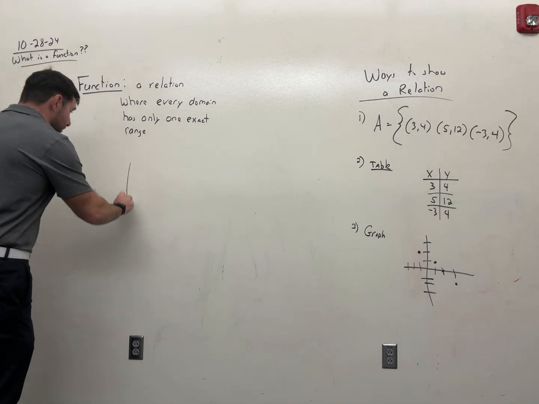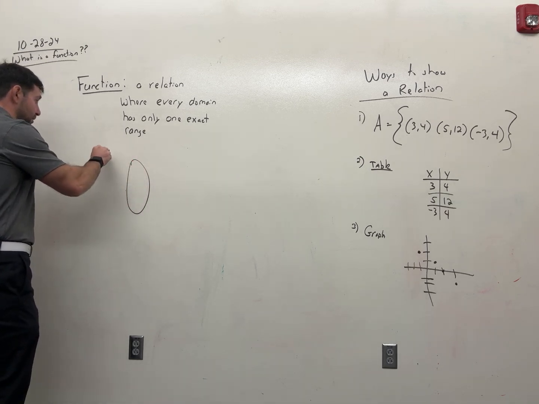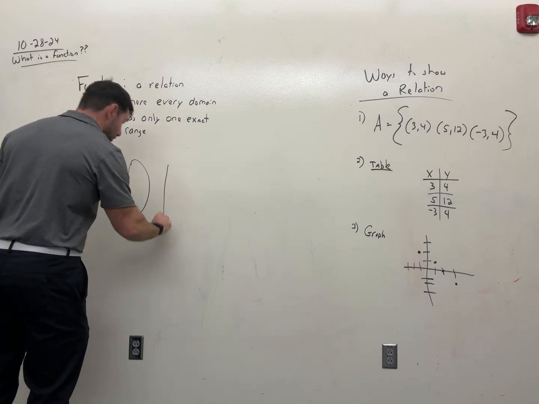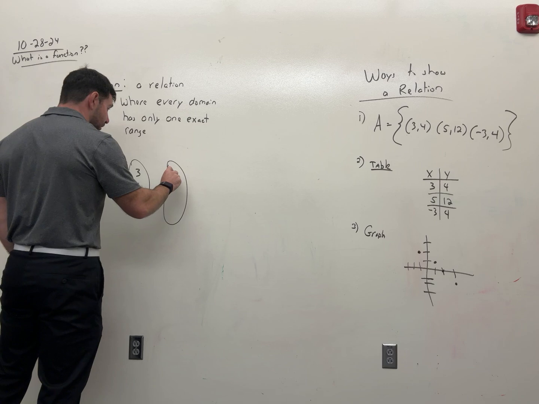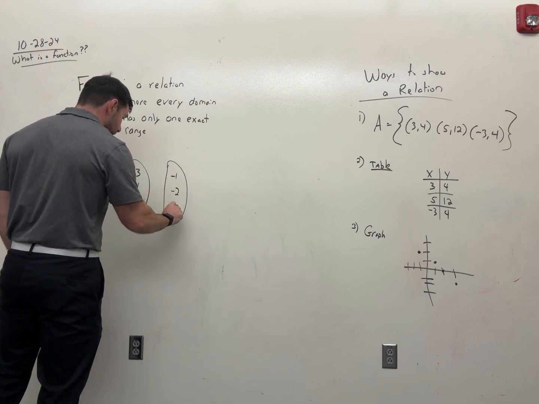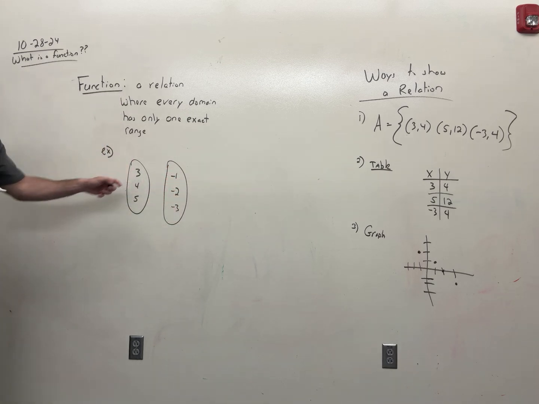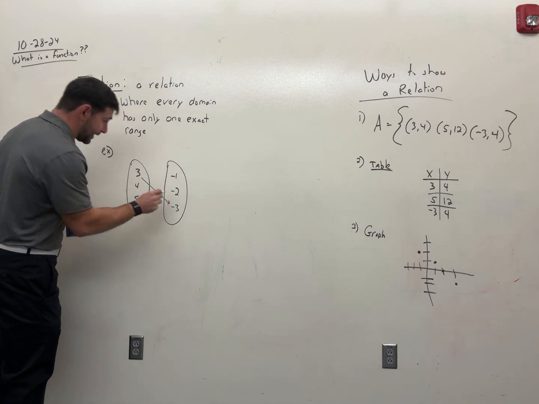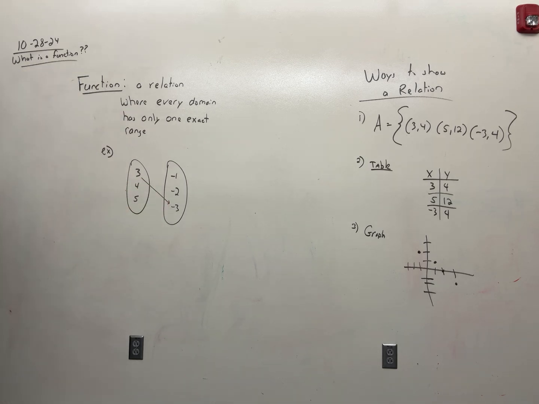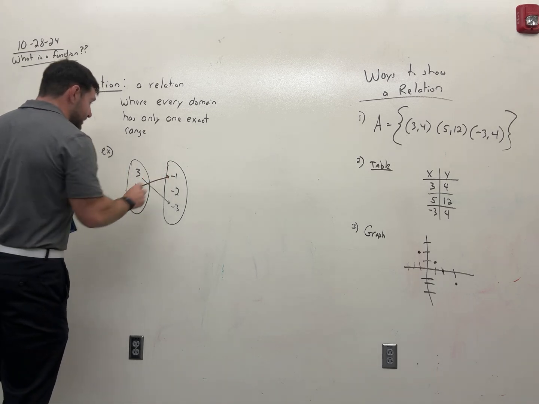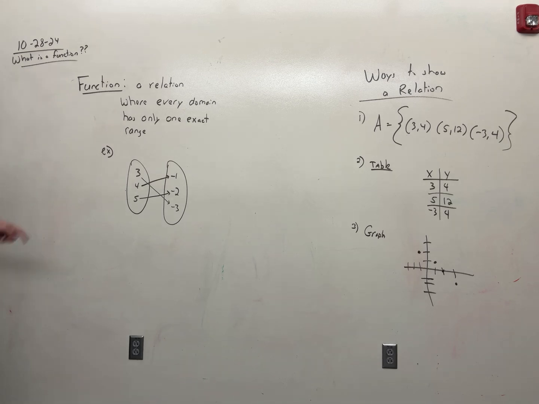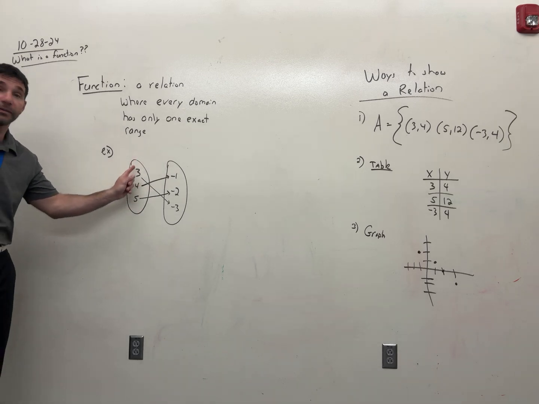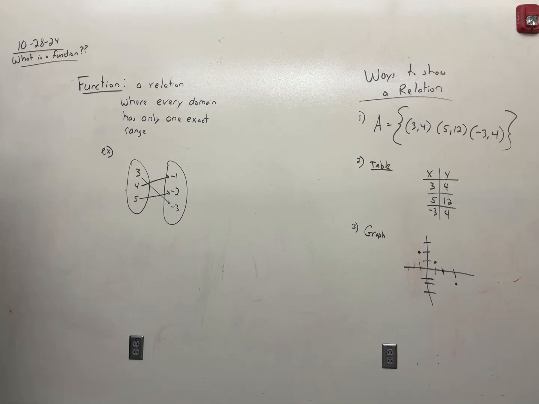Let's start with mapping. So here's an example of a function. 3, 4, 5, negative 1, negative 2, negative 3. The 3 only has negative 3 as its range. 4 only has negative 1. 5 only has negative 2. Notice how there's only one arrow coming off of each of my domains to a range.